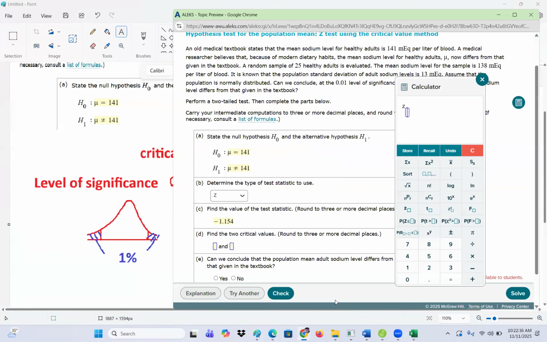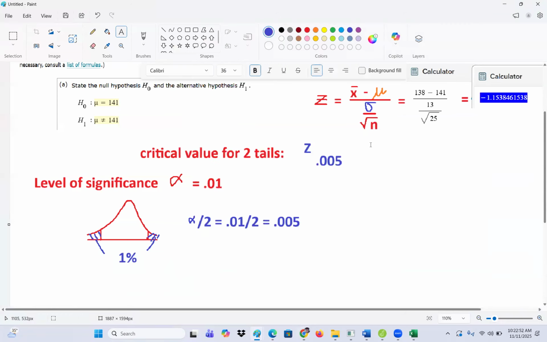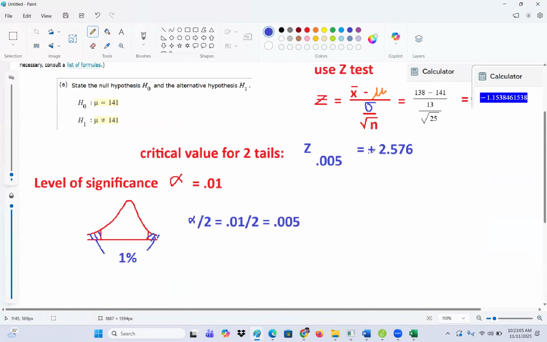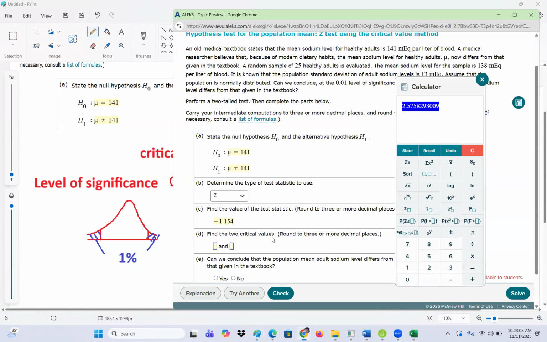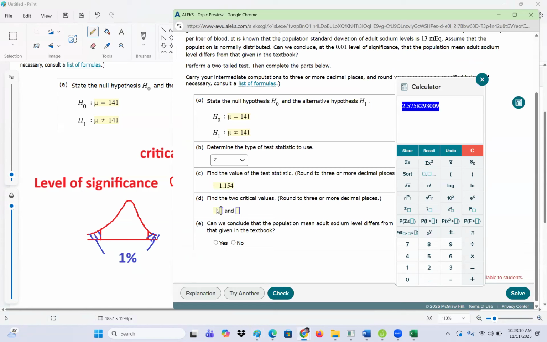So you have to take both the negative and positive parts. So you might end up with 2.576. So it has to be plus and minus, right? So we're gonna take that as negative 2.576.